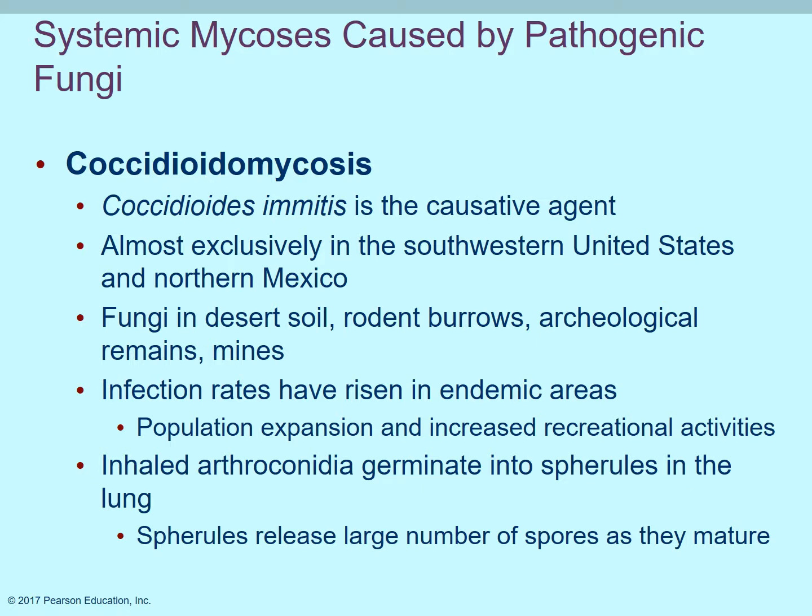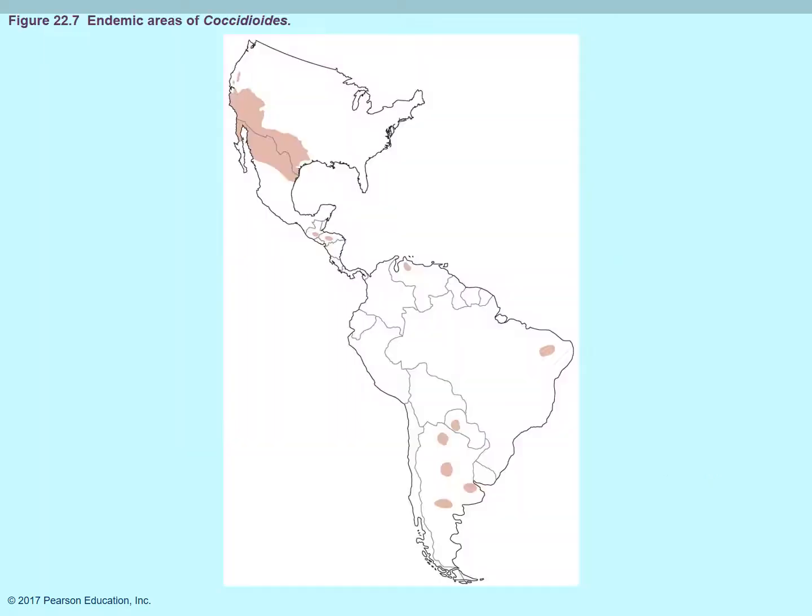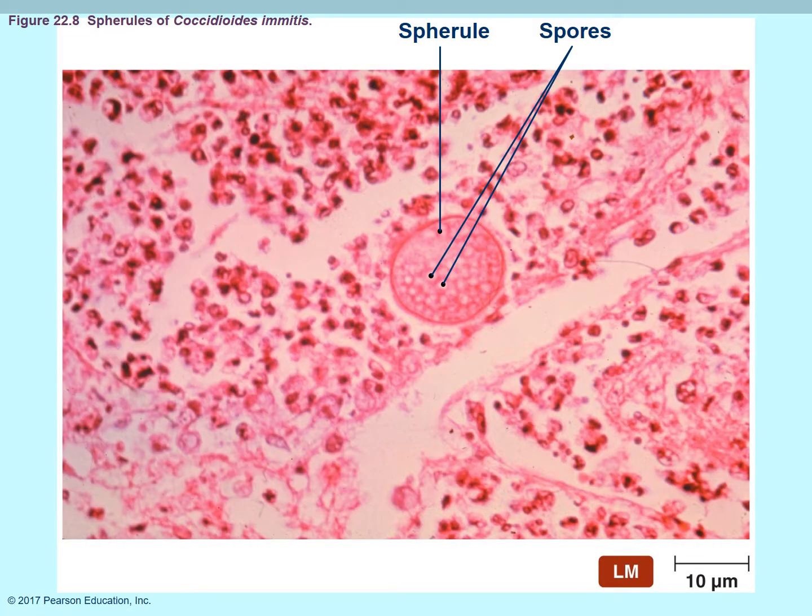Infection rates have been rising in some of these areas, and why is that? Because you have increased population in these areas. You have increased exposure, expansion out into areas for either growth of communities or recreational activities, and so you encroach on an area where it exists naturally, you're going to start seeing increased infection rates. So once again, here's the map showing the endemic areas. You tend to have these little spheres with spores inside.